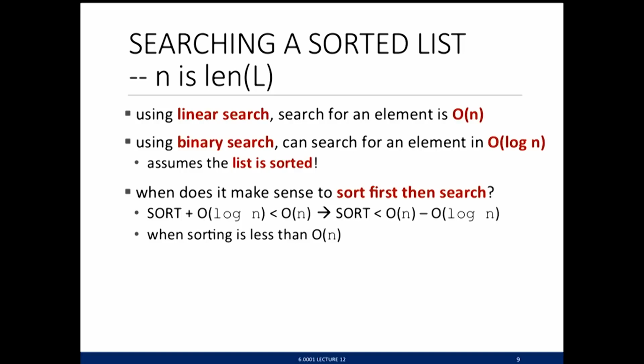I want to know when that cost, plus something that's order log n, which is what it's going to cost me to do the search, when is that less than something that's order n? Because then it's going to be better to do the sort first and do the search. And so I can just rearrange it. It needs to be, when does the cost of sorting, when is it less than this expression, which basically says when is sorting going to be less expensive than the linear cost?